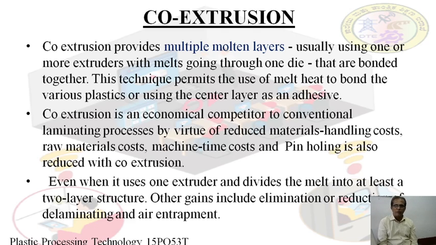Co-extrusion is an economical competitor to conventional laminating processes by virtue of reduced materials, handling cost, raw material cost, machine time cost, and pinholing is also reduced with co-extrusion, even when it uses one extruder and divides the melt into at least a two-layer structure. Other gains include elimination or reduction of delaminating and air entrapment.